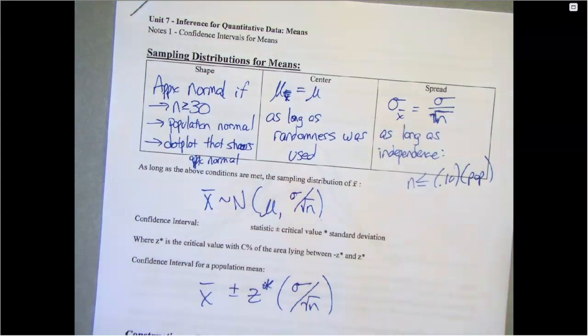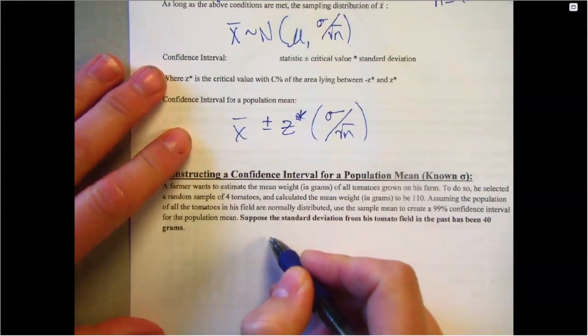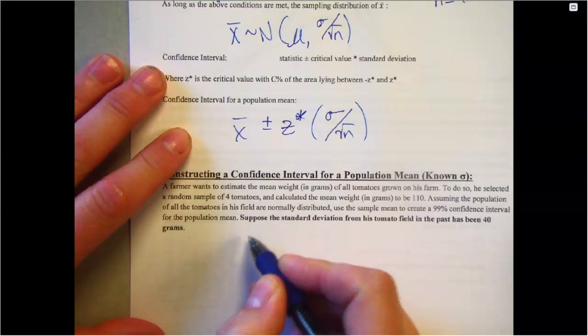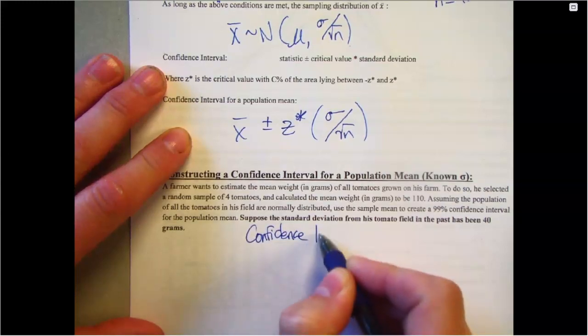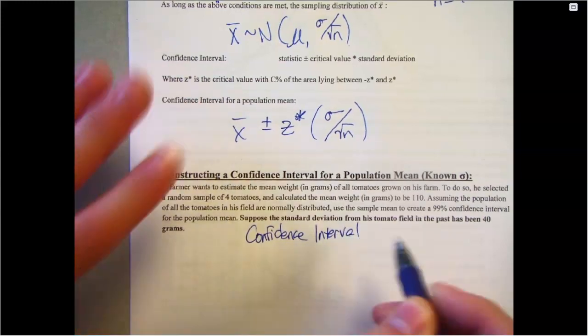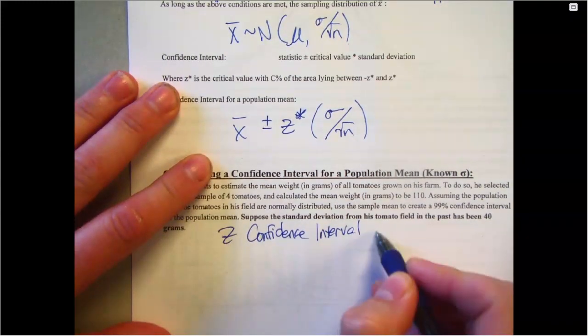Okay, so I'm going to go through it, and then I'm going to show you what happens if we don't know the population standard deviation, which we really don't. So we're going to go through and do one. We are going to do a confidence interval. A Z confidence interval for means.